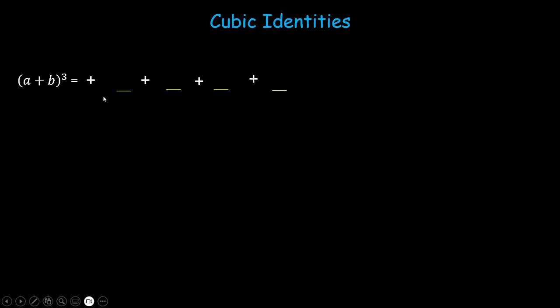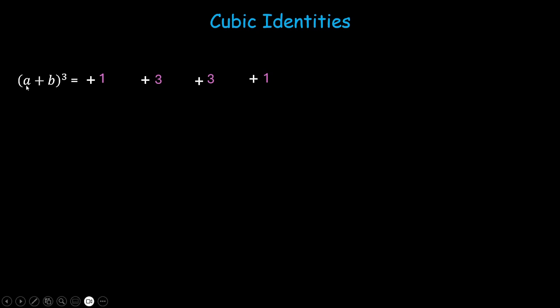So the coefficients are 1, 3, 3, 1. So you can just learn it. The coefficients are in this order: 1, 3, 3, 1. 1, 3, 3, 1 is also the cube of 11. So you can use that to keep this number in mind as well. Now comes the variables. Okay.